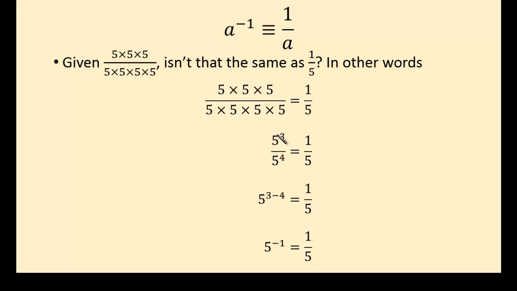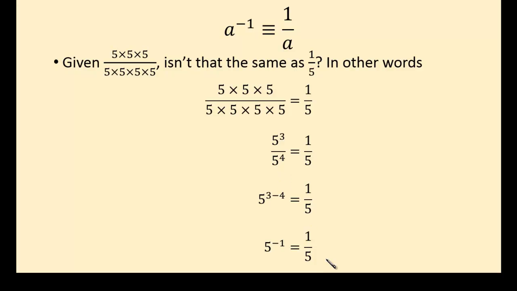However, we can write this as 5 to the 3rd power and this as 5 to the 4th power. And remembering the rule we have already established, this then can be expressed as 5 to the 3 minus 4, which gives us minus 1. And so now we are forced to accept, since we have already accepted the previous properties, that 5 to the minus 1 is indeed 1 over 5.